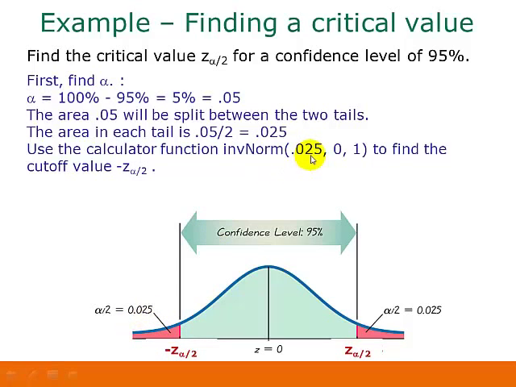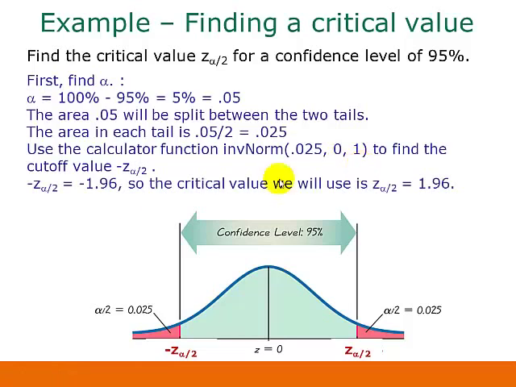All we have to do is put in our area in that left tail, which is 0.025, and this is the standard normal distribution, so our mean is 0 and our standard deviation is 1. If you put that in your calculator, you will come out with negative 1.96. So our value on the left side is negative 1.96. That means the value on the right side, which is the one we're actually going to use, is positive 1.96. So really all you have to do is take the negative off. Alright, so here's our picture with our two cutoff values. We have negative 1.96 on this side, positive 1.96 on this side.